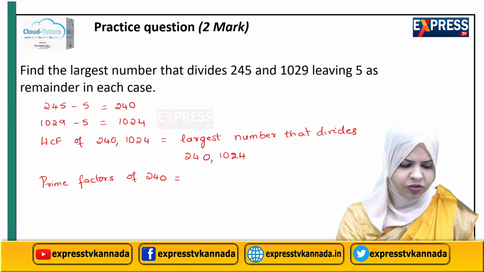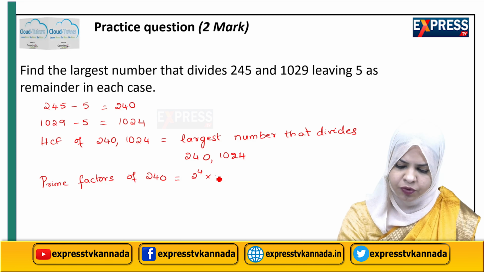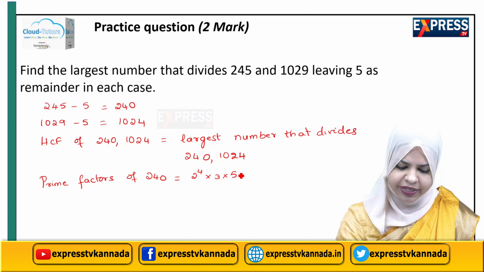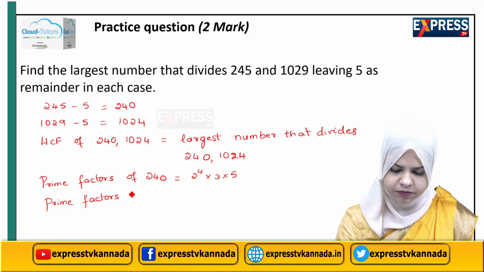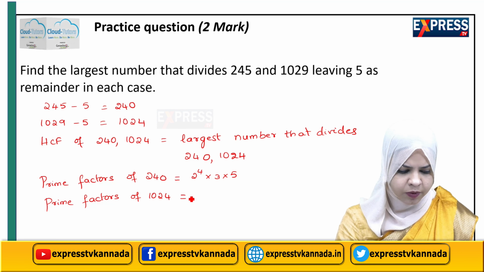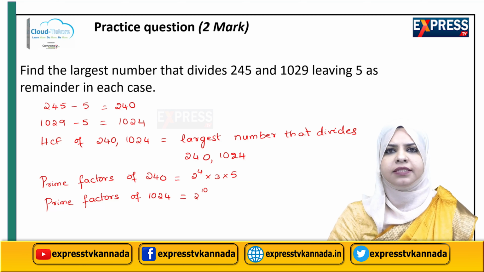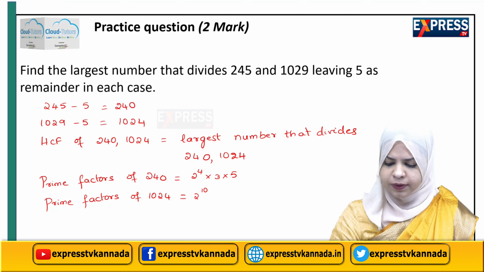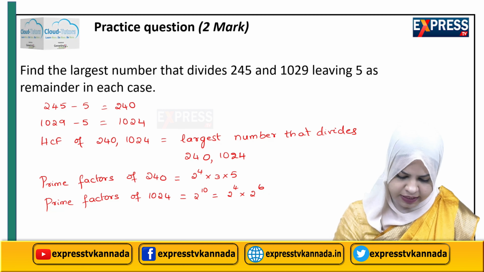Okay, so what are the prime factors of 240? I can write the prime factors as 2 power 4 into 3 into 5. So prime factors of 1024 is equal to 2 power 10. That's it. To show you the comparison, I will express this 2 power 10 as 2 power 4 into 2 power 6.